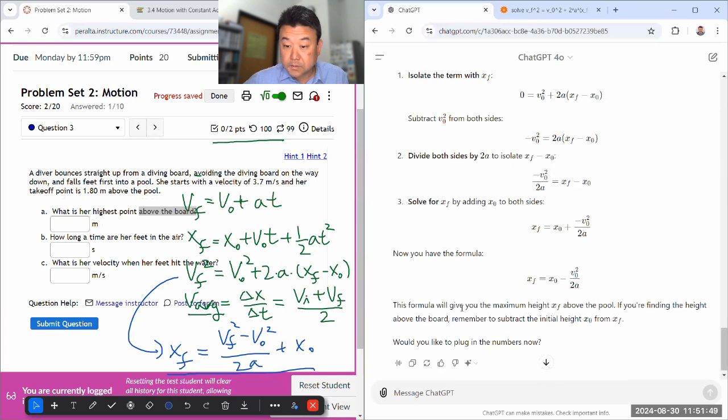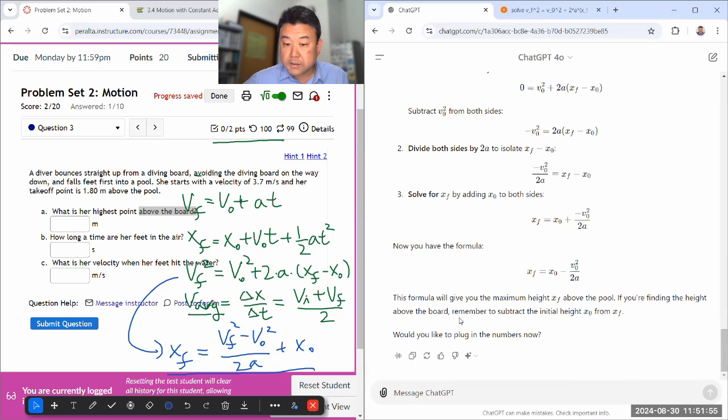And yeah, so the formula will give you the final height x above the pool. Remember, the initial height is just zero because you start out at the board. But let's see. It's asking, would you like to plug in the numbers now? I'll say yes, I plug in the numbers. Let me plug in the numbers.